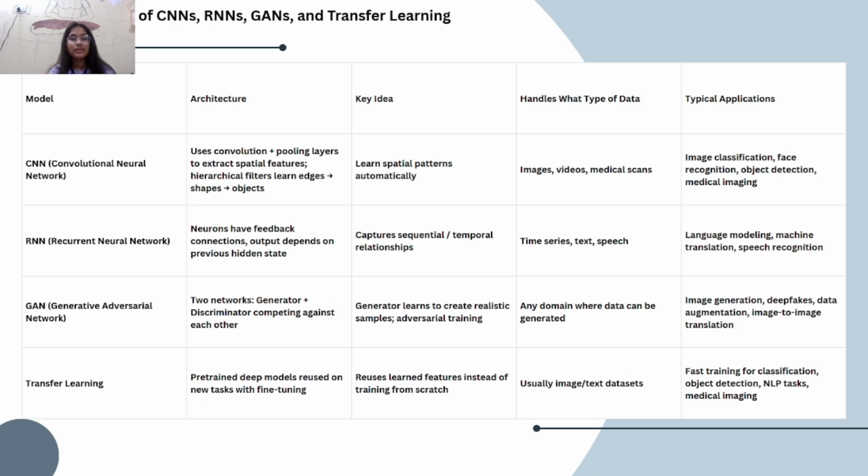Next, the generative adversarial network. The architecture consists of a generator plus a discriminator. It learns to generate new data. Applications are deepfakes, image generation, and image-to-image translation.